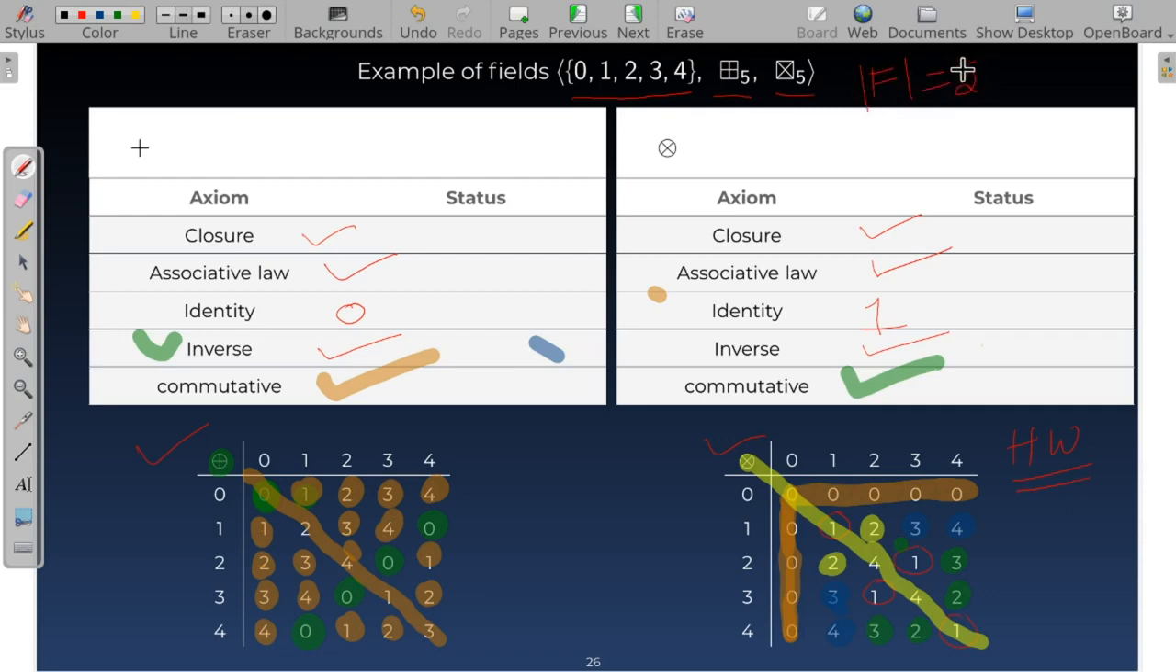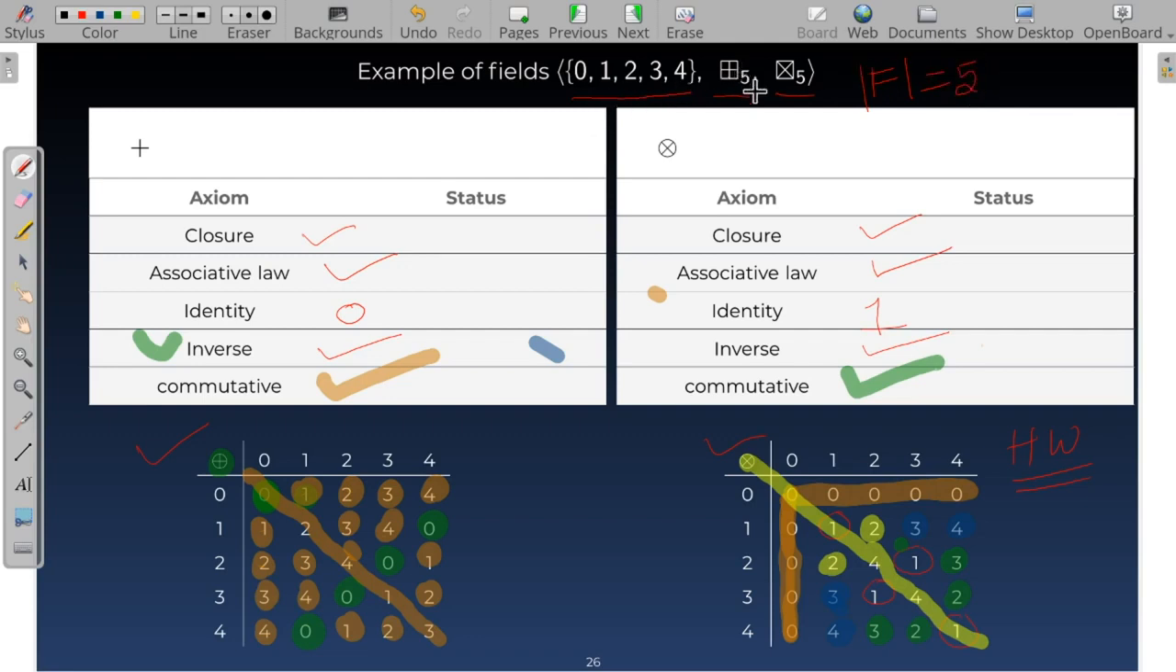And here we have a prime number, 5 is a prime number. Because of that, this is also called a prime field. And all the finite fields you will see like this, defined under modulo addition and modulo multiplication, are in general going to be prime. Okay, so this must be prime.